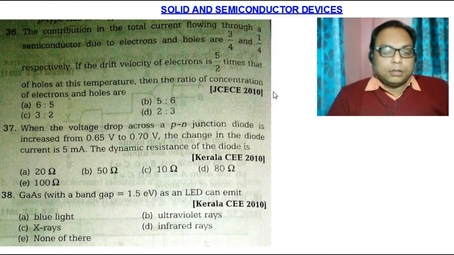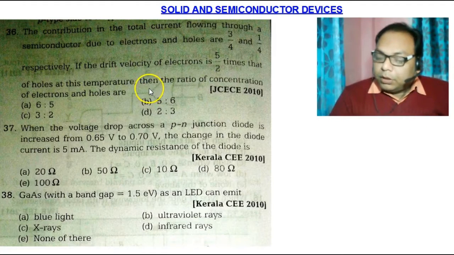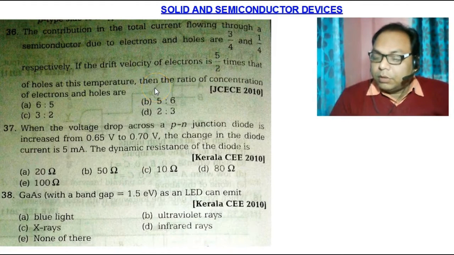Let's see problem number 36. The contribution of the total current flowing through a semiconductor due to electrons and holes are 3 by 4 and 1 by 4 respectively. If the drift velocity of electrons is 5 by 2 times that of the holes at this temperature, then the ratio of the concentration of electrons and holes is? We have to calculate the ratio of the concentration. Just see, you have the formula.